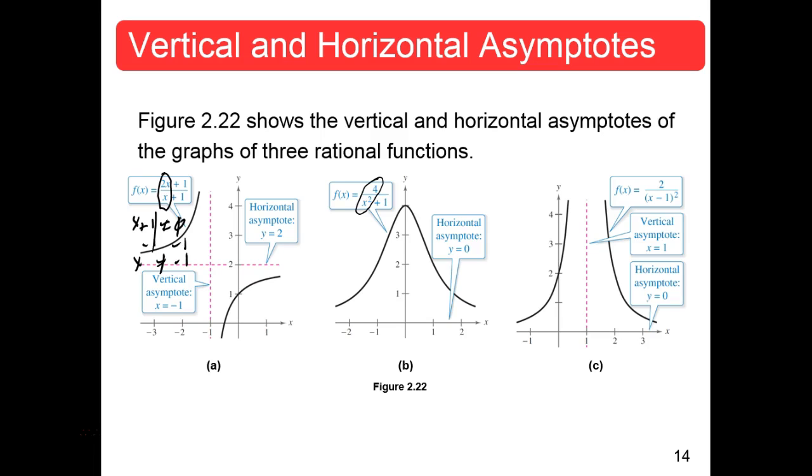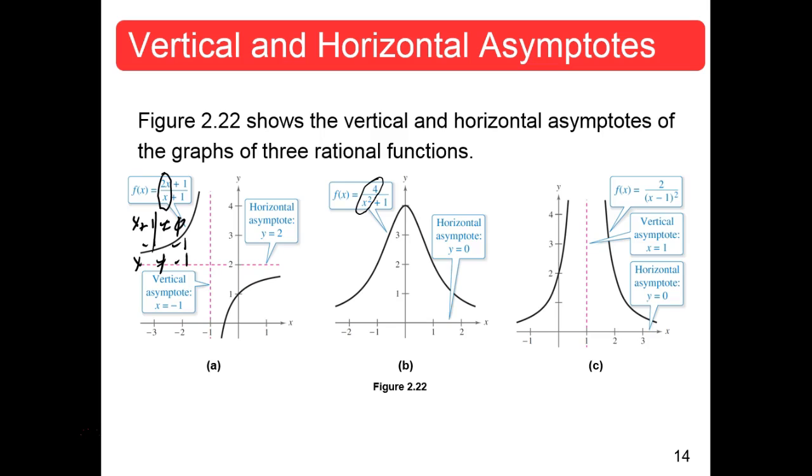Now, how about this one? What determines your vertical asymptote? What happened in the denominator? Can that denominator ever be 0? At x equal, or x can't equal 1. Because if x was equal to 1, that would be 0 squared, which is 0. Okay? So therefore, x cannot equal 1. So there's your vertical asymptote.